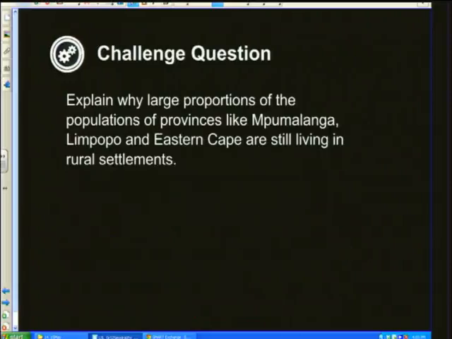Before we get there, however, let's have a look at our challenge question. You need to explain why large proportions of populations in provinces like Mpumalanga, Limpopo, and the Eastern Cape are still living in rural settlements, especially in a day and age where most of our population is in urban settlements. What is the underlying factor there? Let's see if you can answer that one later on.